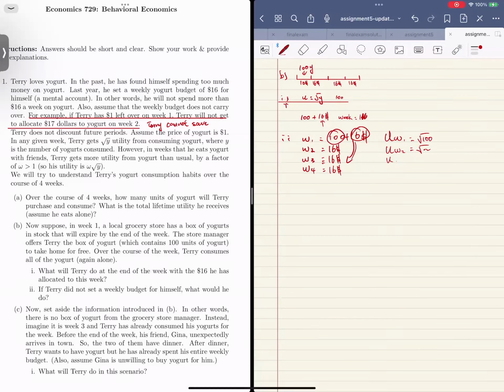Oh, I see. Okay. Because it expires in a week. That's why the grocery store gave it to Terry. Okay. So he would just get an additional, I guess, 16 thirds per week in weeks 2, 3, and 4, right? Yeah. Exactly. Okay. Any question on B?